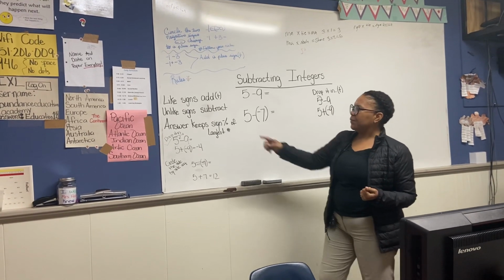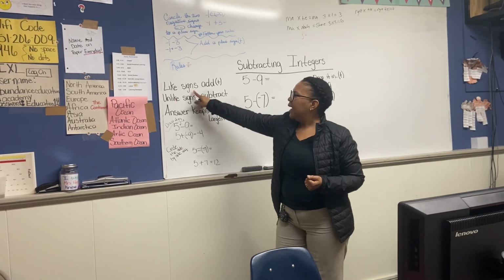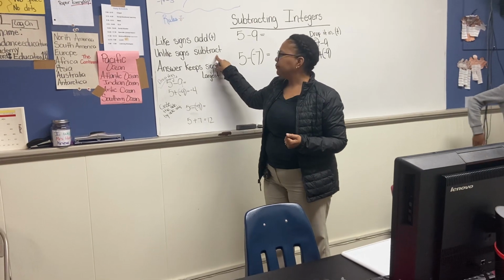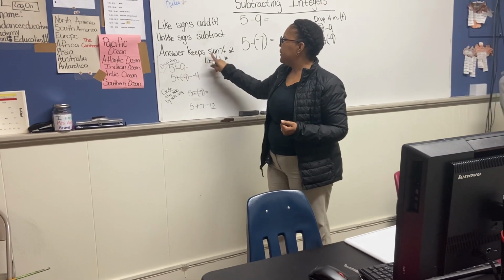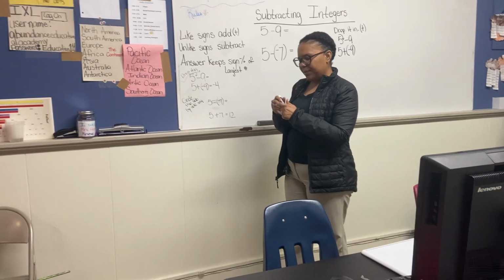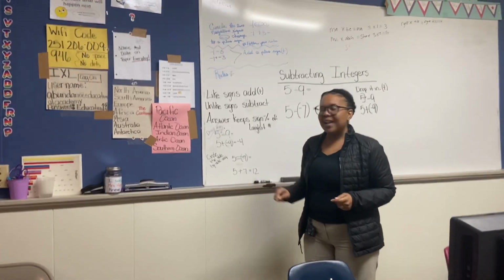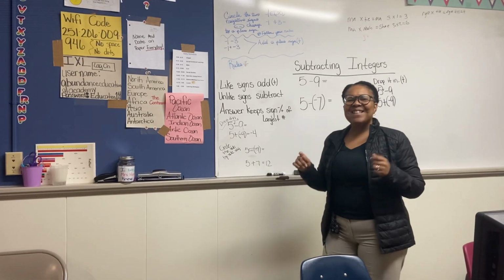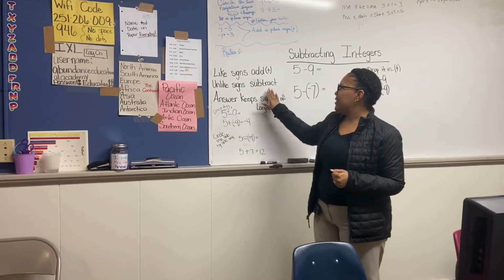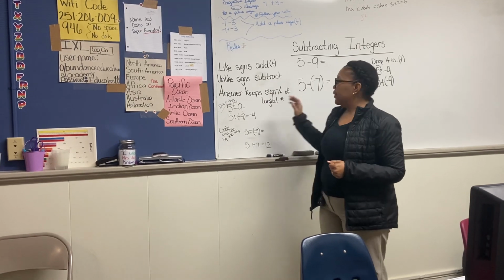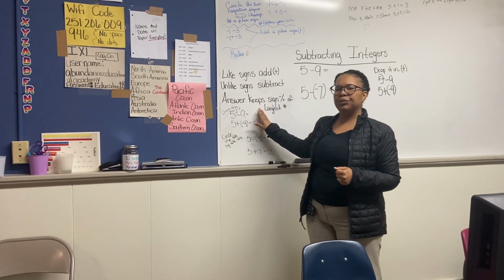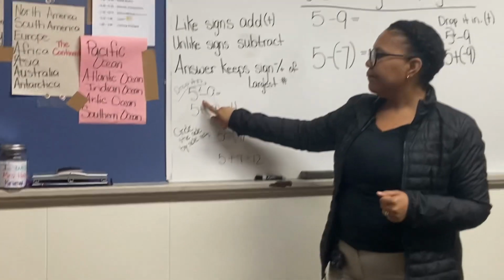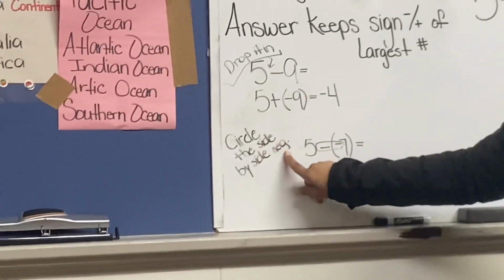So now we solve, and we solve using these rules. Like signs add, unlike signs subtract. Answer keeps the sign of the largest number. We sing, like signs add, unlike signs subtract. That's your rules. So you will always refer back to your rules, even if you're using the drop it in method. Circle the side by side negative.